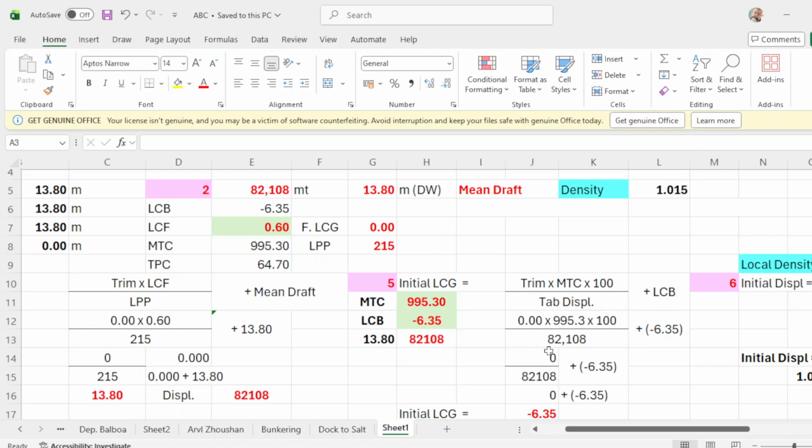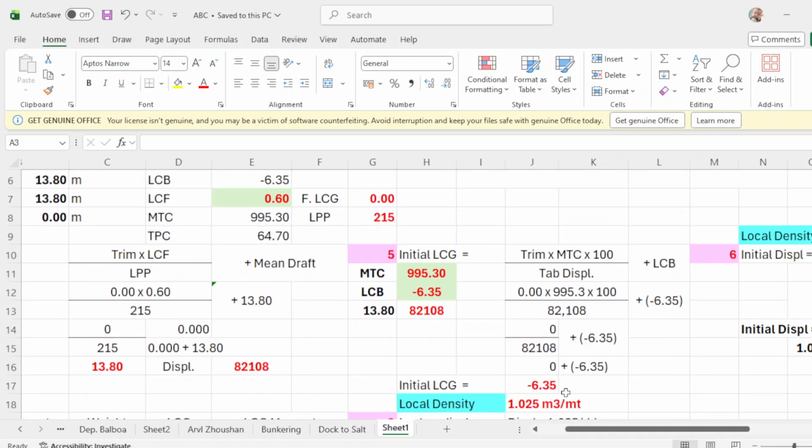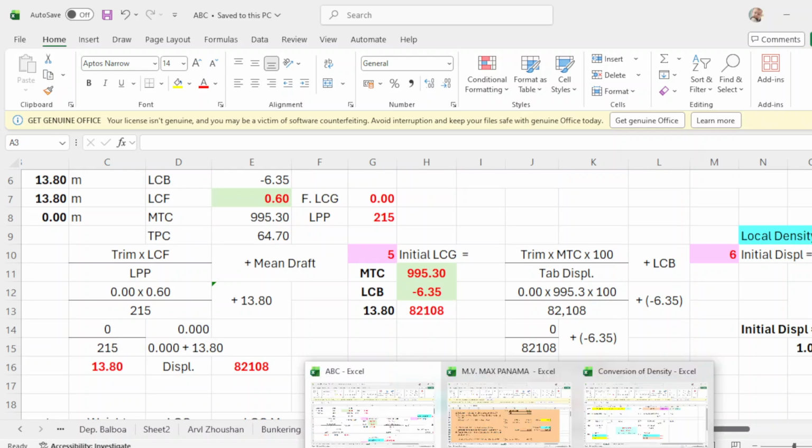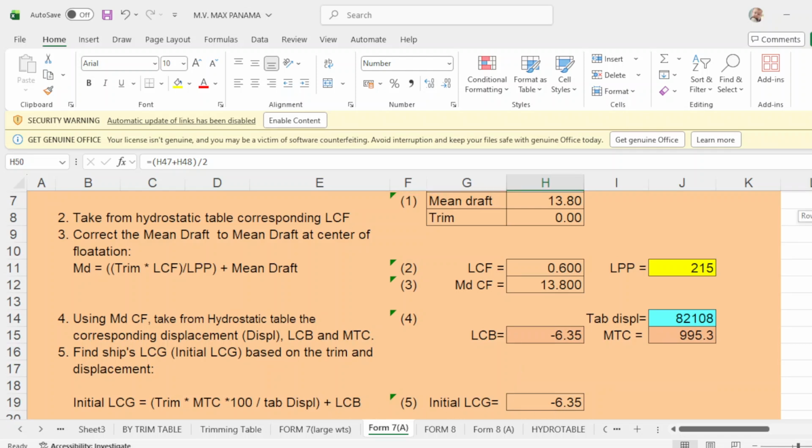Multiply this one, that will be 0 over your displacement plus your LCB. This one will be 0 plus your LCB of negative 6.35. Then your initial LCG is negative 635. Which is this one, number 5, negative 635. Now we go to number 6.